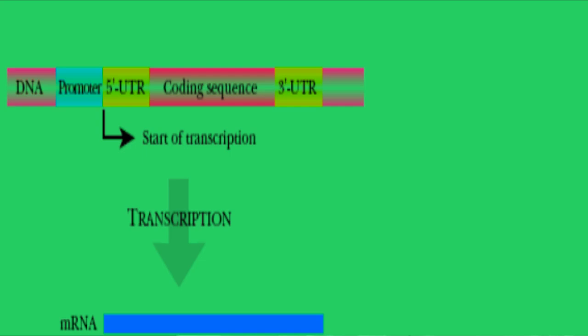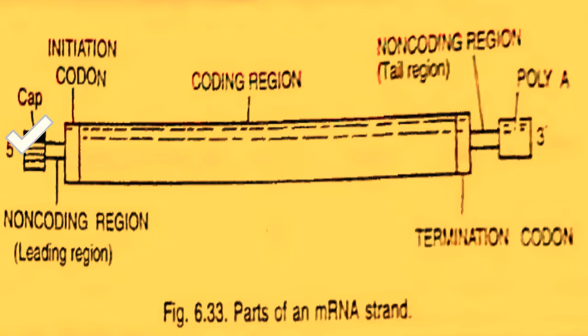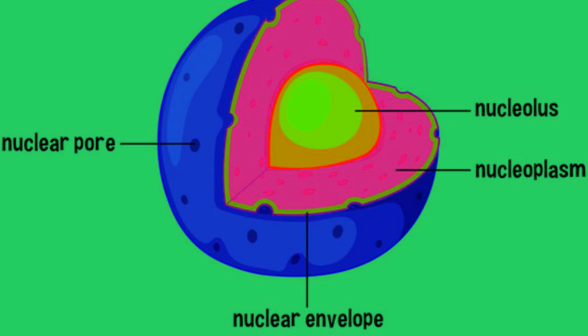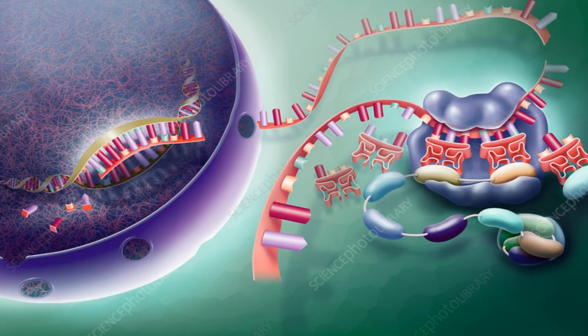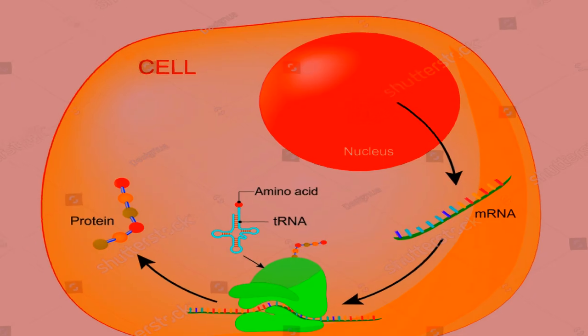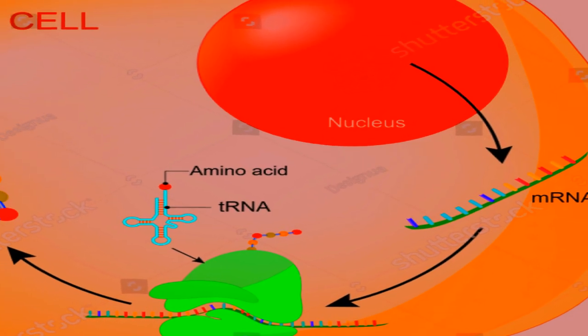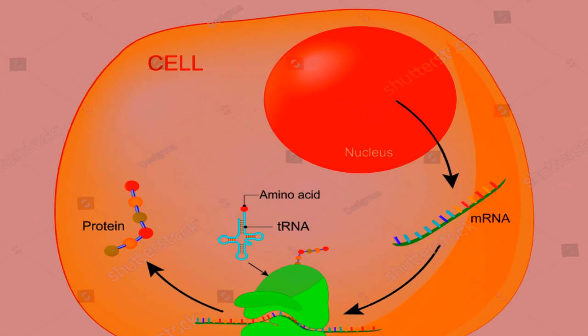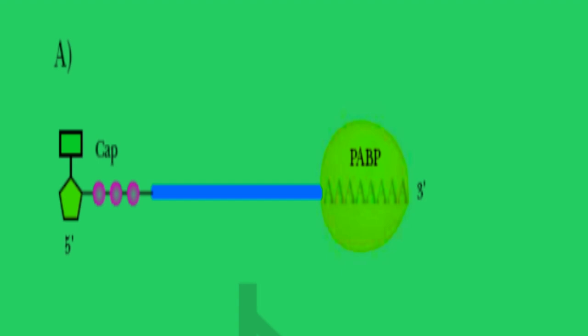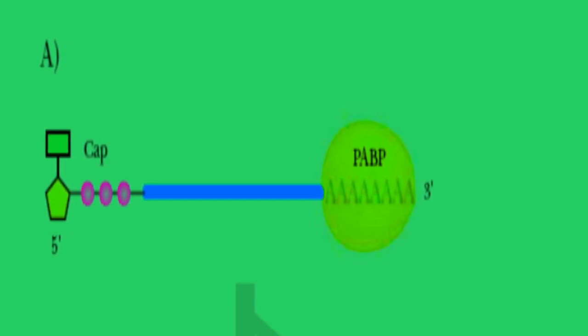This strand is then processed. Introns are removed, exons are joined, and a 5' cap and a poly A tail are added. Once matured, the mRNA exits the nucleus, but it does not go alone. In the cytoplasm, mRNA often travels with protective proteins in a structure called informosomes. Informosomes are spherical complexes that protect mRNA from degradation and guide it to the ribosome, the protein factories of the cell.